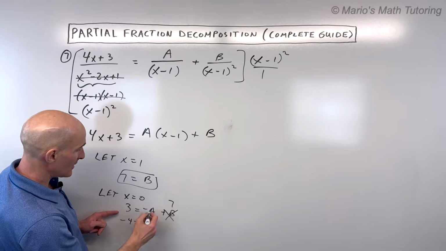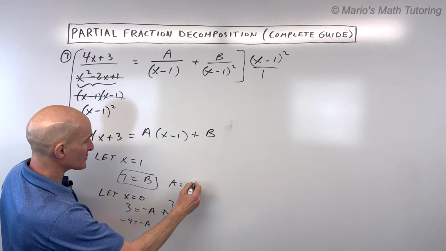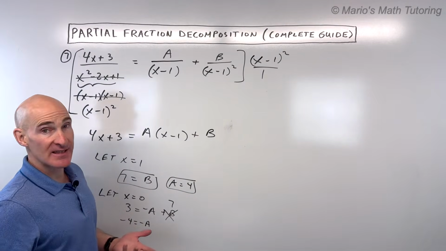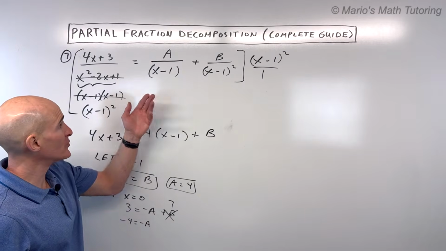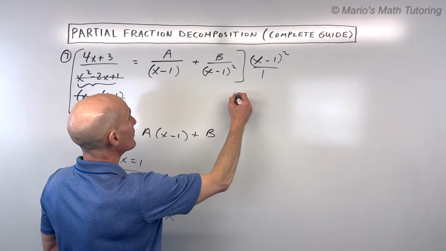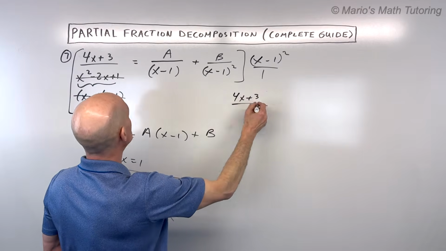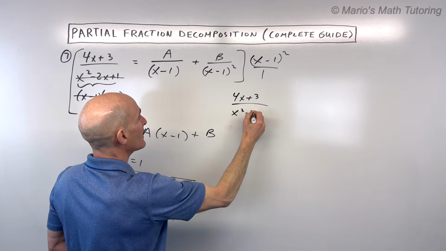Divide by negative 1, and you can see that a is equal to positive 4. Okay, that's it. Now all we have to do is put those back in for a and b. So let's go ahead and write the entire equation, 4x plus 3 over x squared minus 2x plus 1.